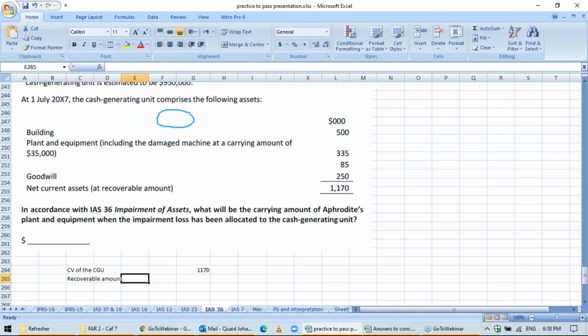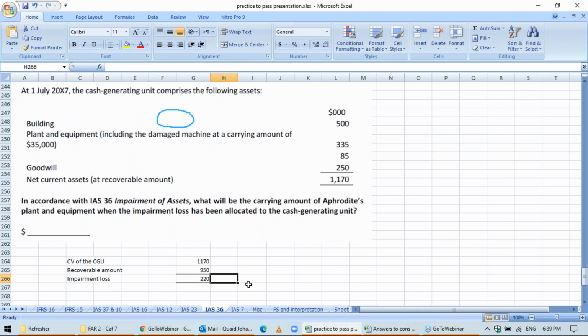Recoverable amount is the higher of fair value less cost to sell and value in use. But over here they have given it as 950,000. So the asset is overstated by how much? This is the impairment loss. So I have to reduce the value of the cash generating unit by 220,000. So there is a 220,000 impairment loss.